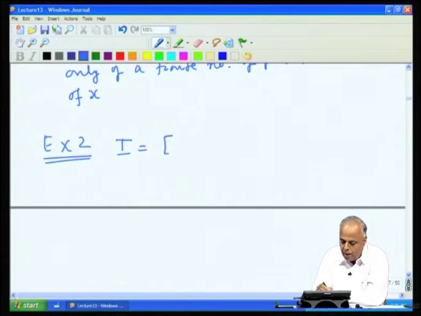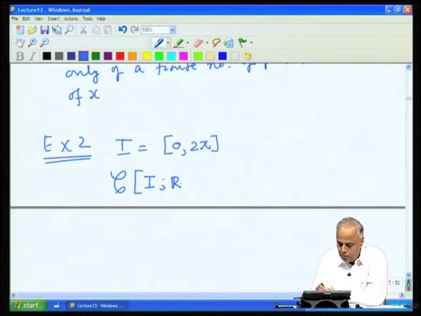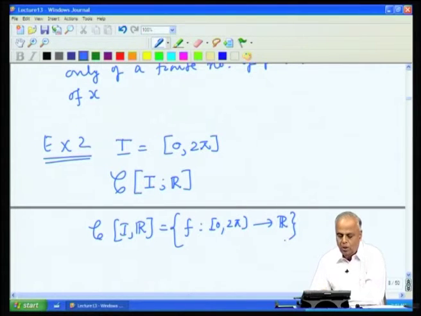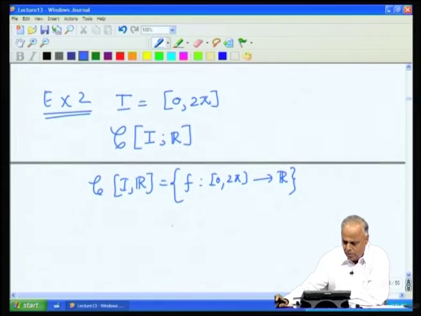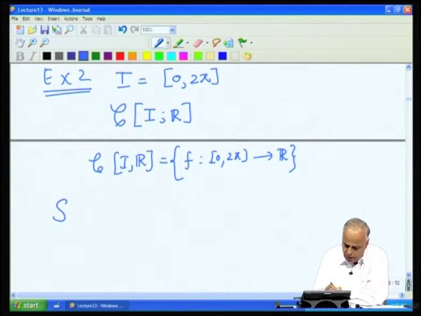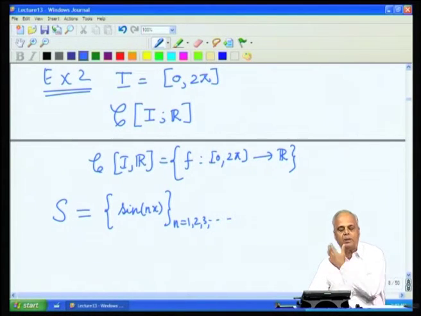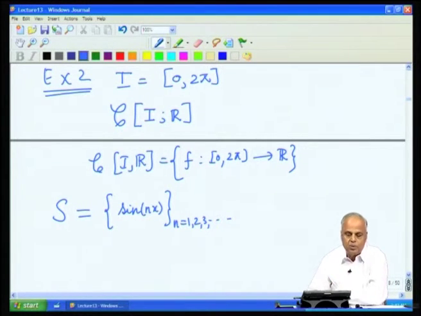Take the interval 0 to 2 pi and consider the set of all continuous functions from I to R. That is, C(I, R), recall the definition, is the collection of all functions which map the interval 0 to 2 pi and take real values. So, it is the collection of all real valued functions defined on the interval. On this vector space, consider the set of all these functions sin nx, where n runs through 1, 2, 3 etc. Previously, we looked at x to the power of n, where n ran through the integers. Now, we look at sin nx, where n runs through the integers.